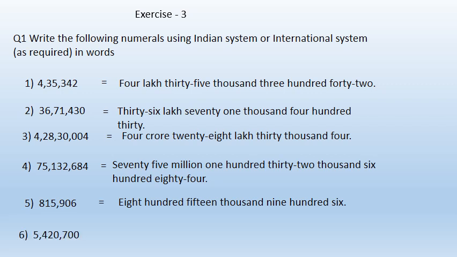Okay, for the next one, just observe the comma. Here is a 3-digit number, here is a 3-digit number. That means which system is it? International system. This is ones period, this is thousand period, this is million period. So how are we going to write it down? 5 million, 420 means 420,000 and 700. So what is our answer? 5,420,700. Just write down.